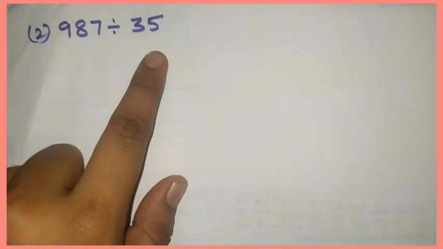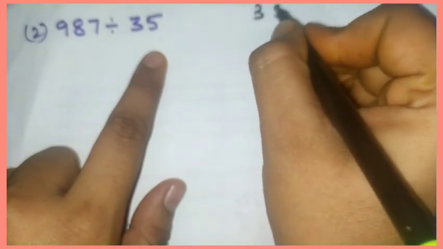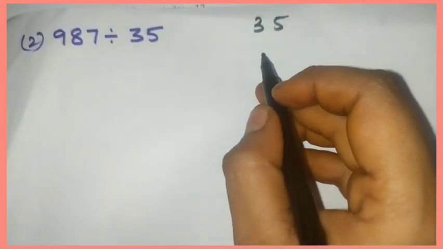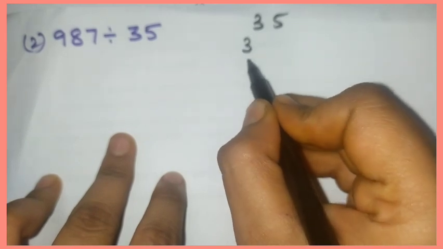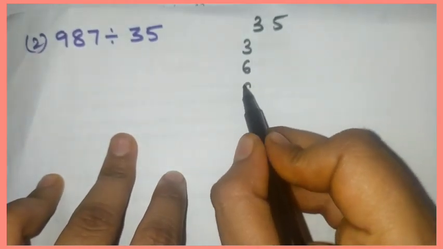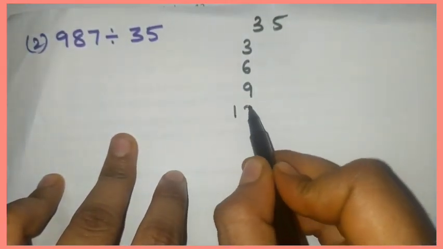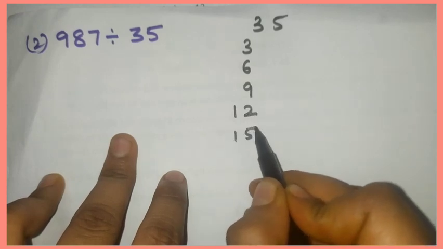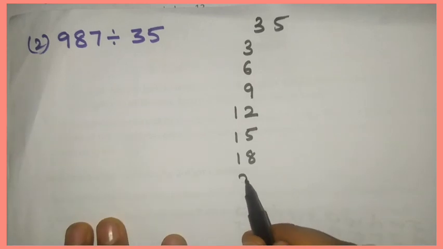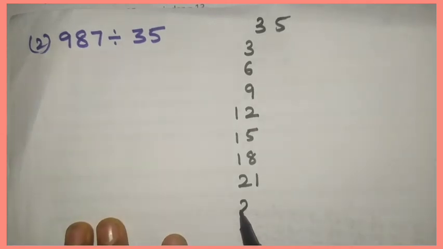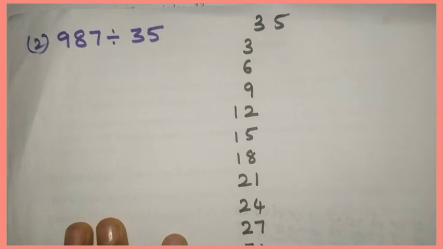Now 35 consists of 2 digits, 3 and 5. So we'll write the 3 table here. 3 ones are 3, 3 twos are 6, 3 threes are 9, 3 fours are 12, 3 fives are 15, 3 sixes are 18, 3 sevens are 21, 3 eights are 24, 3 nines are 27, 3 tens are 30.